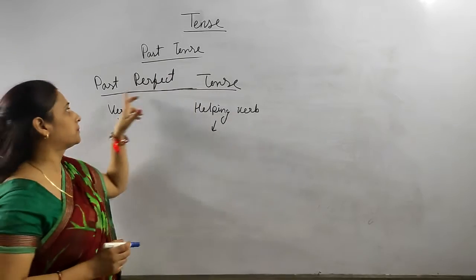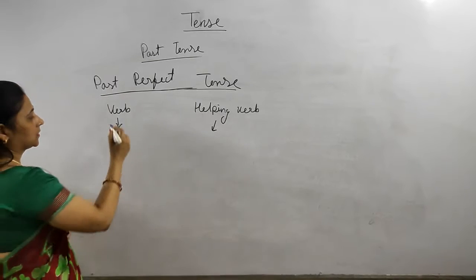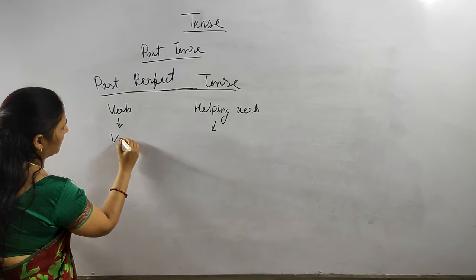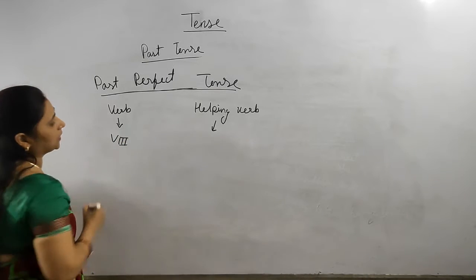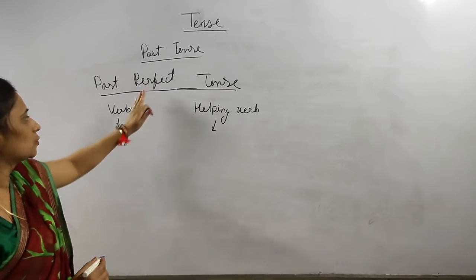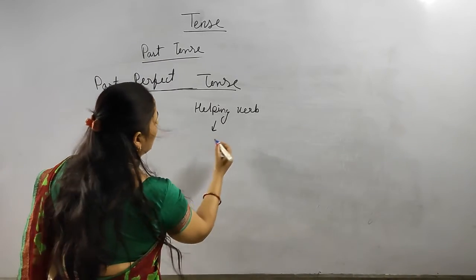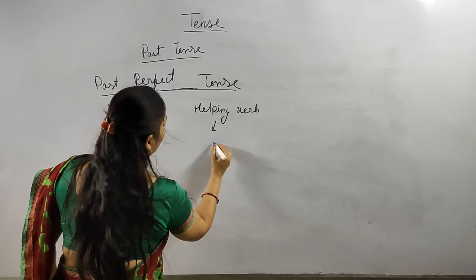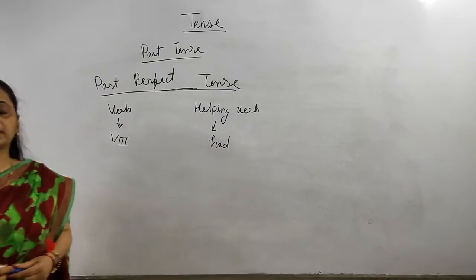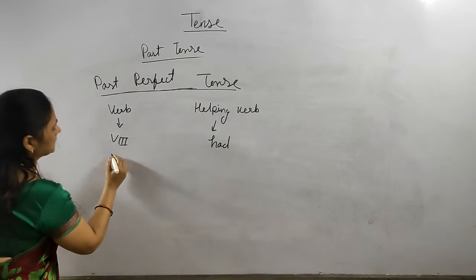Now I will explain past perfect tense. Again, we will learn the verb and the helping verb. In this past perfect tense, we will use the third form of the verb, you can say the past participle. We will use the past participle in this tense, and the helping verb will be had. Look at the example.